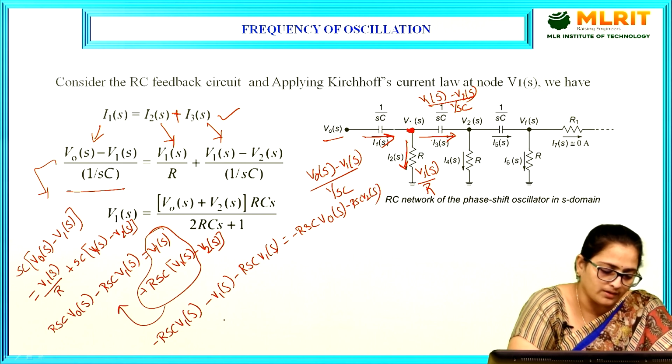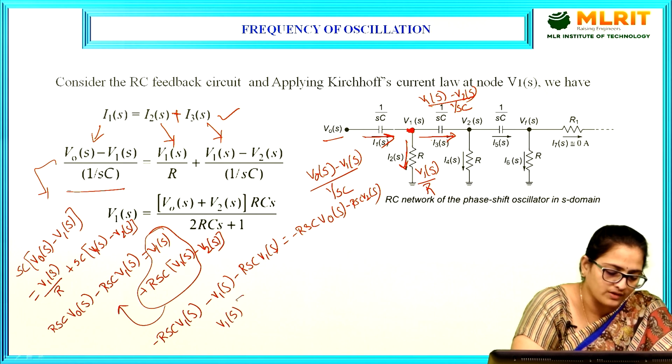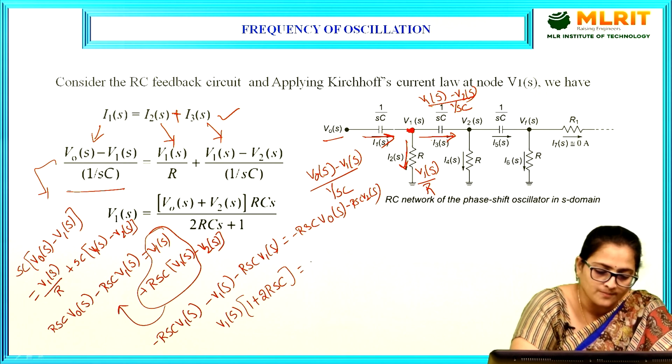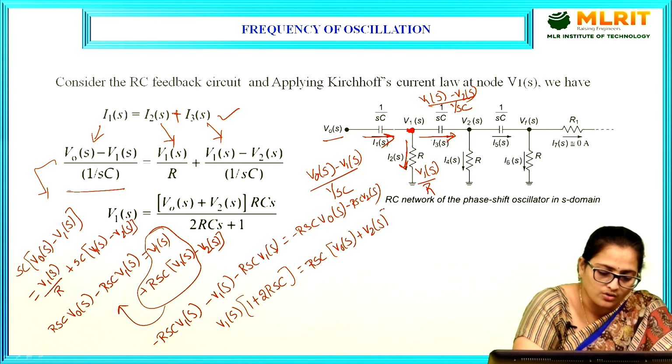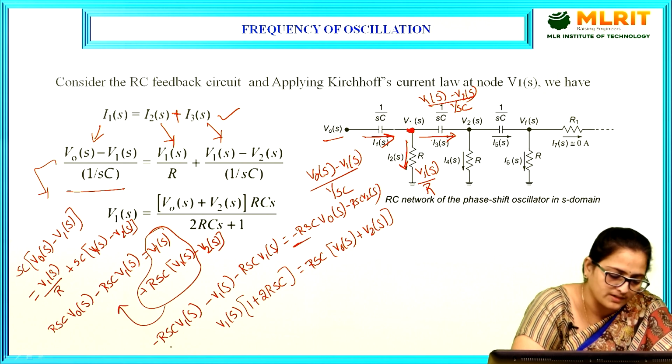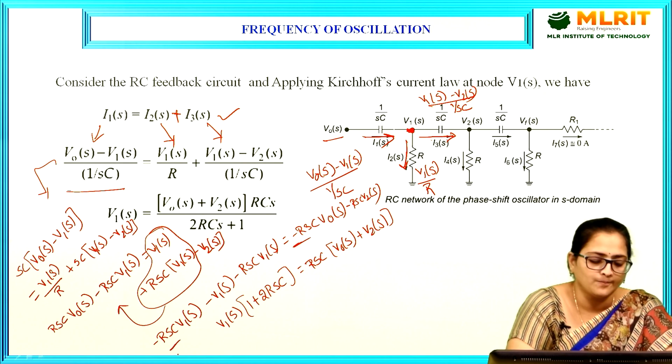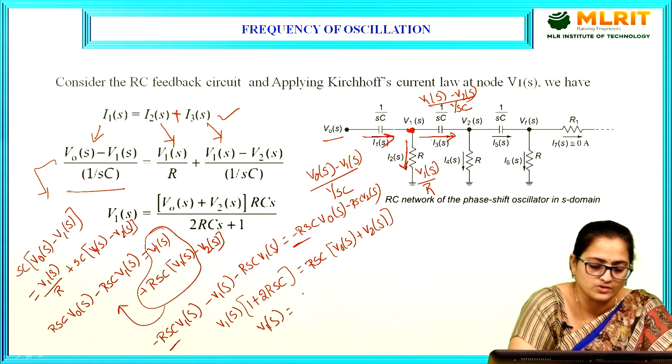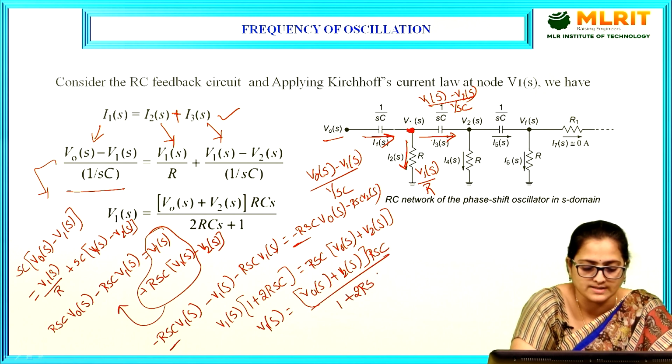So if you take minus common, you can write V1(s) into (1 plus 2RsC), which is equal to, taking RsC common, V0(s) plus V2(s). Here I have taken the minus common from the RHS side, and I have rewritten the equation in such a way that V1(s) will be equal to (V0(s) plus V2(s)) into RsC divided by (1 plus 2RsC).